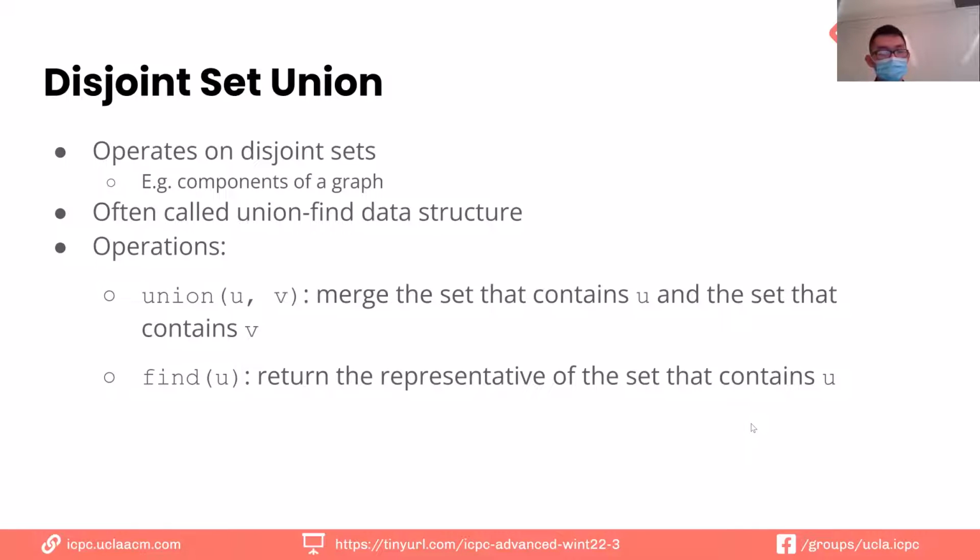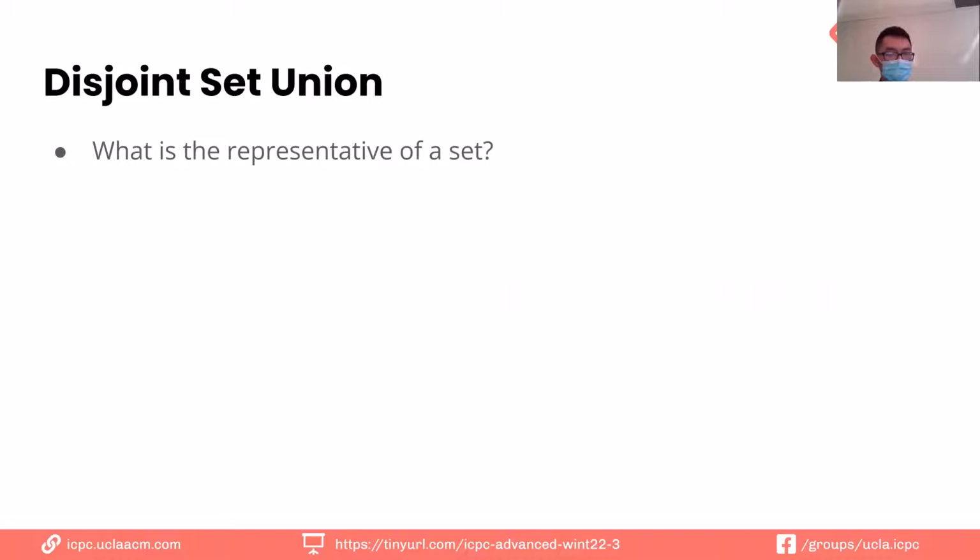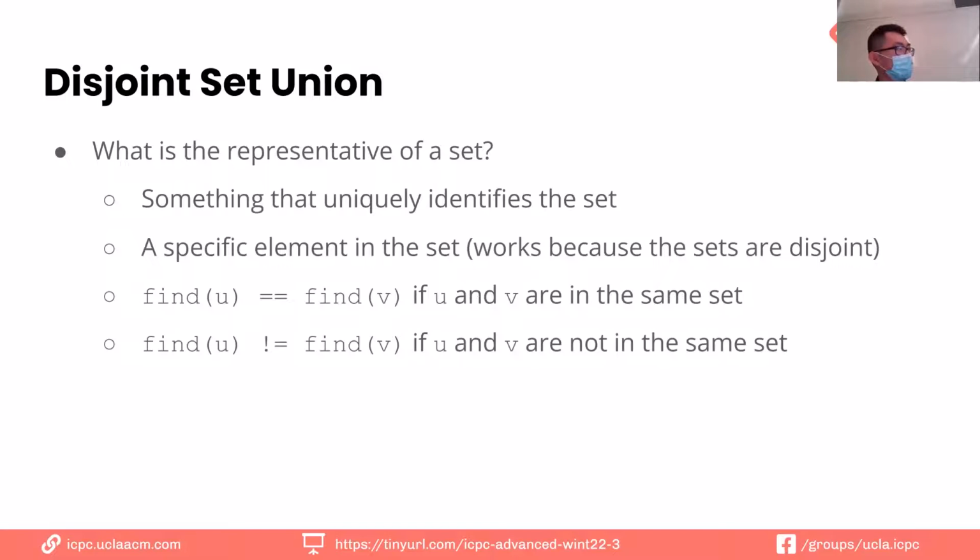And disjoint set union is also often called a union find data structure because of its two operations called union and find. So union merges the set that contains the element u and the set that contains the element v, and find u returns a representative of the set that contains u. So what is the representative of a set, you might ask? It's just something that uniquely identifies the set. And in this case, we choose a specific element of the set to represent the set because every set is disjoint. So a specific element of the set uniquely identifies the set.